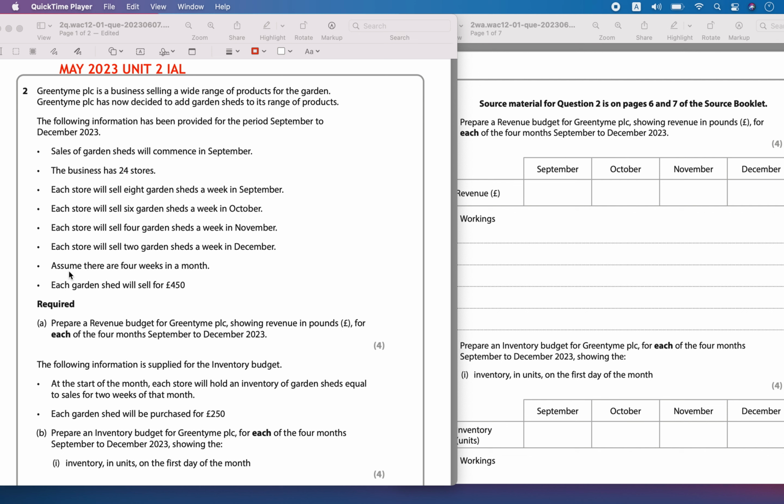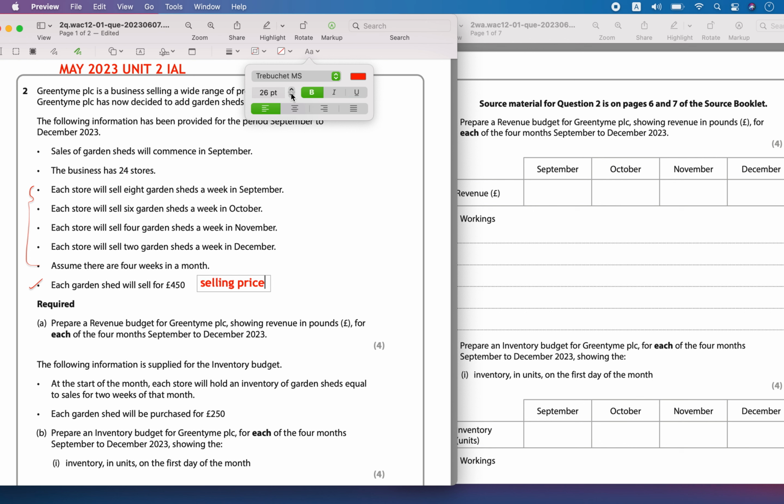It is giving the budget of how much quantity it can sell in each of the 4 months, September, October, November and December, and the selling price is 450 pounds. Here it is giving, for each month, the quantity sold, and each garden shed will sell for 450 pounds. This represents the selling price, or the rate, of selling. These 4 items represent the quantity sold in each month.